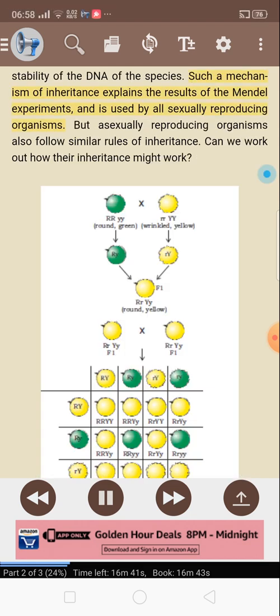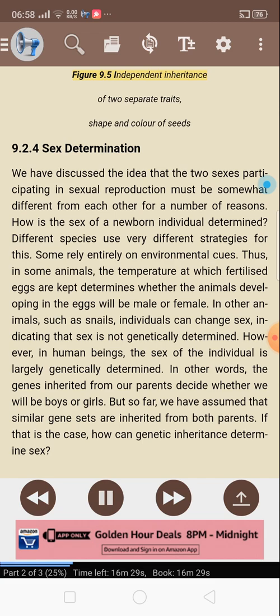Such a mechanism of inheritance explains the results of the Mendel experiments and is used by all sexually reproducing organisms. But asexually reproducing organisms also follow similar rules of inheritance. Can we work out how their inheritance might work? Figure 9.5 Independent inheritance of two separate traits, shape and color of seeds.